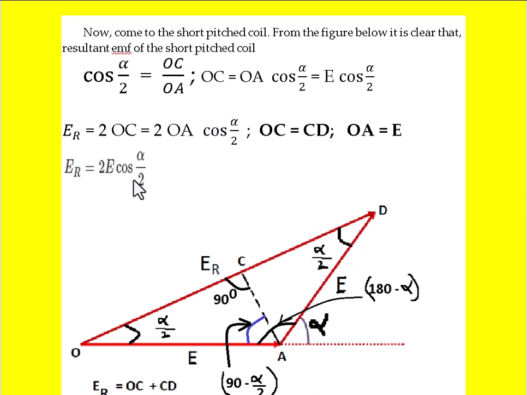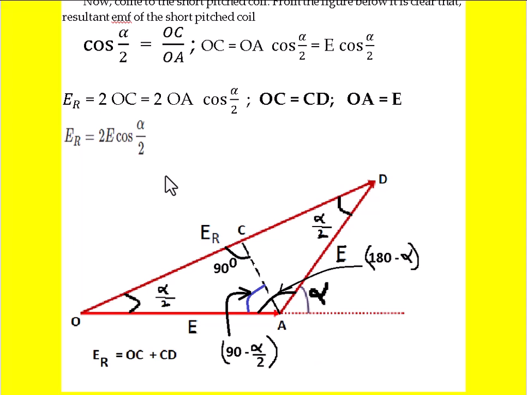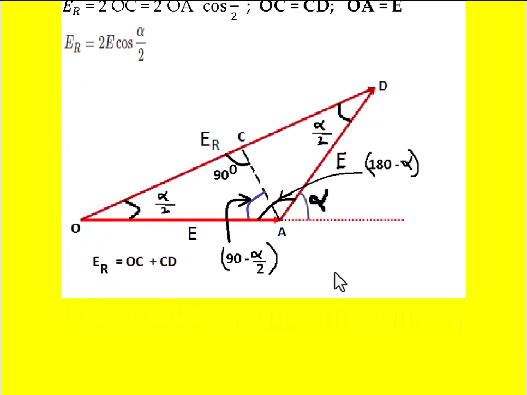This represents the vector sum of the voltages in the coil, that is the numerator obtained for calculating the pitch factor, whereas the arithmetic sum of the voltages in the coil is nothing but capital E plus capital E, that is 2E.